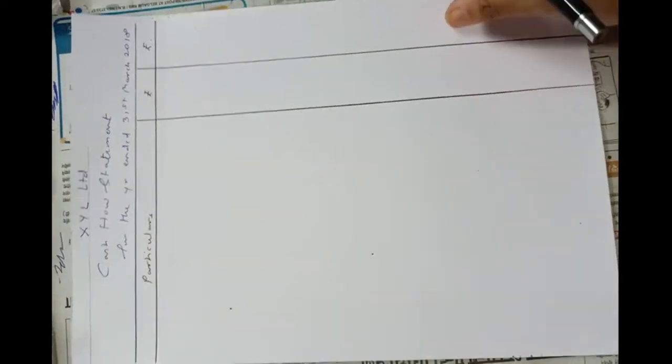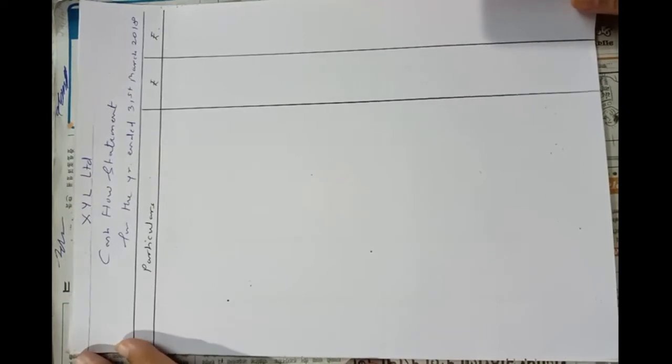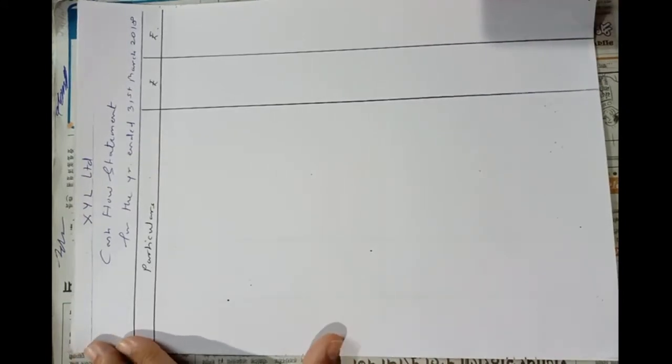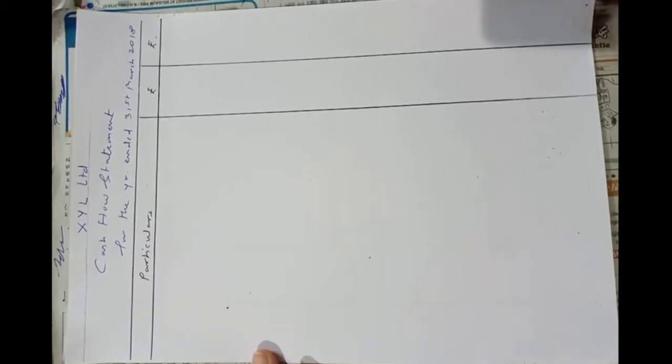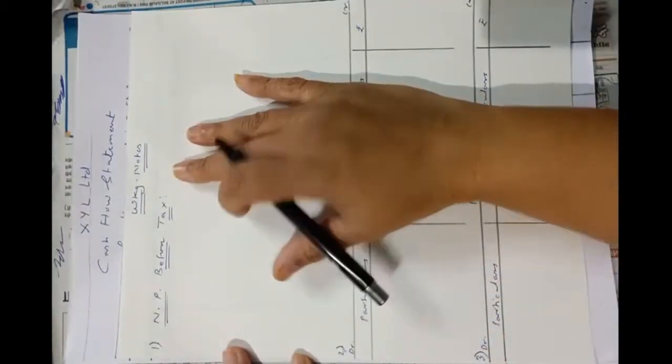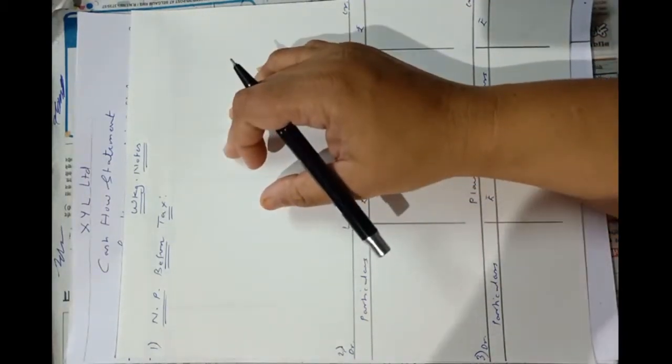So now here we will prepare cash flow statement of XYL Limited, but before that we have to prepare some working notes. First we have to calculate net profit before tax, then we have to prepare land and building account, plant account and provision for tax account. Okay, so let's start. We'll calculate net profit before tax here. Then while calculating net profit before tax, we will prepare provision for tax account, and then we will prepare land and building account and plant account.